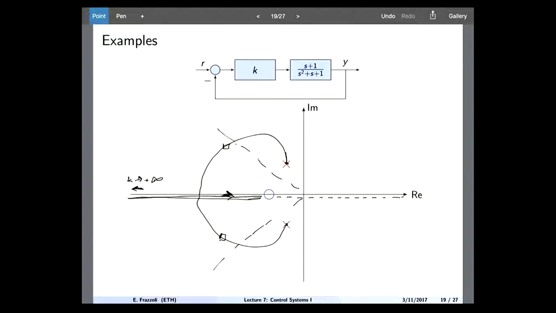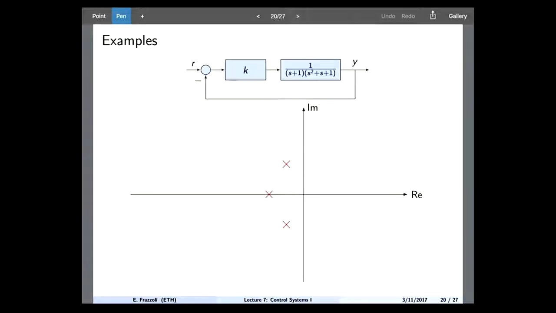What is infinity in this case? This will be 360 degrees divided by 1, which is 0, okay? So what you will see is that eventually one of the poles will have to go here, one of the poles will have to go here, right? And they're starting here, right? So these two poles will get closer to the real axis, meet up somewhere here, and then one will go to the 0, one will go to plus infinity, okay?